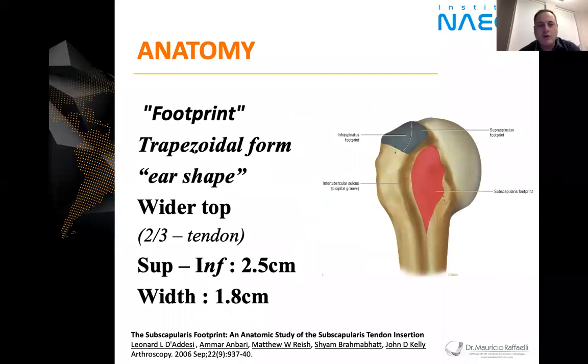Another important thing to understand the anatomy and to understand the repair of the subscapularis lesion in the planning of your surgery is the insertion of the subscapularis, its footprint. This insertion has a trapezoidal shape with its upper part wider than its lower part. And remember that the lower third presents a muscular insertion only, not a tendon insertion.